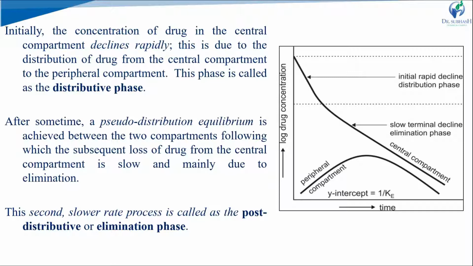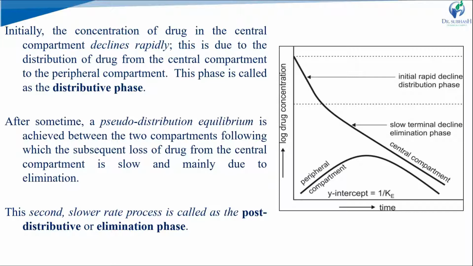In contrast to the central compartment, the peripheral compartment first increases in concentration and reaches a maximum, because drug distributes from the central to the peripheral compartment. In the central compartment there is a rapid decline, and in the peripheral compartment, at that time, they receive the drug, so the graph goes increasing.